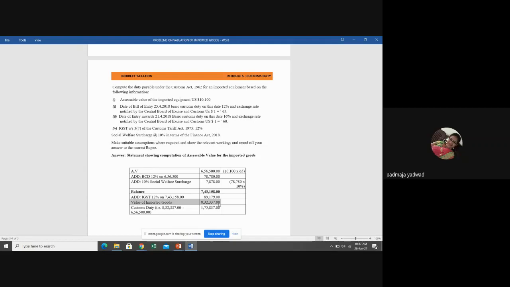Yes, ma'am. It is very, again I'm repeating, very important. BCD is calculated on assessable value, social welfare surcharge is calculated on BCD, IGST is calculated on assessable value plus BCD plus social welfare charge.